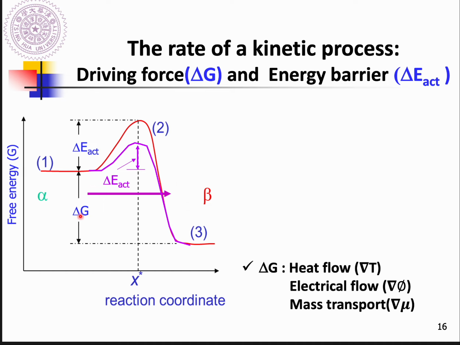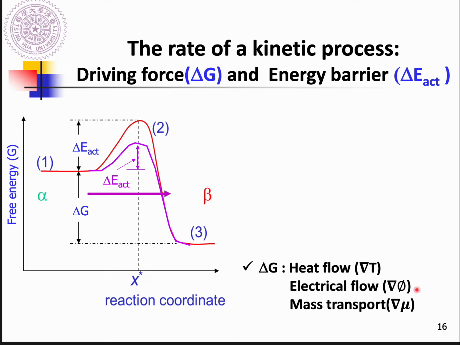The delta G, the driving force, in diffusion in solid materials, can be the temperature gradient, can be the electrical potential gradient, and also can be the chemical potential gradient. And if the driving force is temperature gradient, the flux will be the heat flow or heat flux.